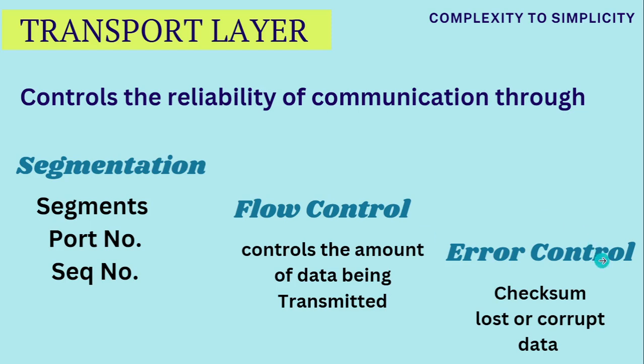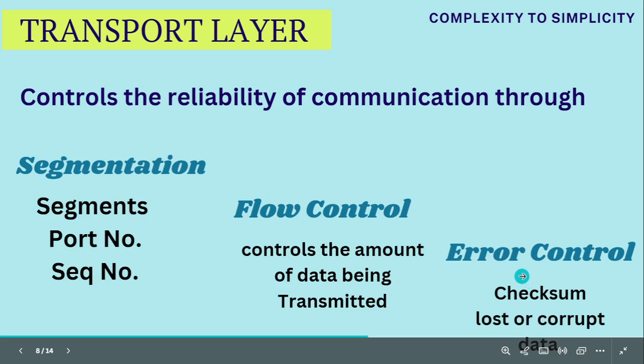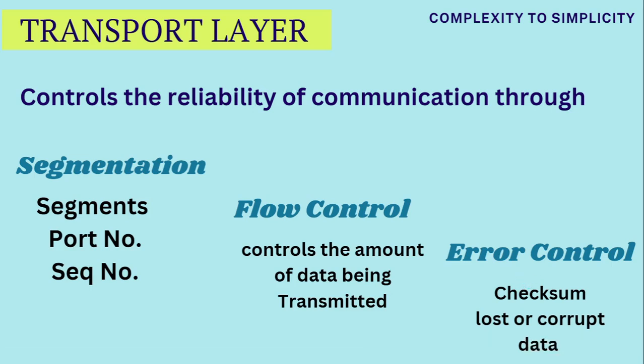The next thing is error control. For error control, the transport layer helps if some data does not arrive at the destination. Now what does the transport layer do? It uses an automatic repeat request scheme and retransmits the lost or corrupt data. It uses a checksum, a group of bits added to each segment by the transport layer, to find out whether a received segment is corrupted.